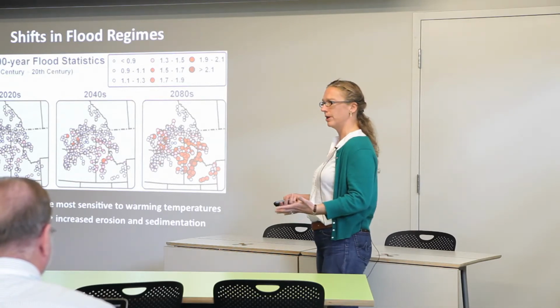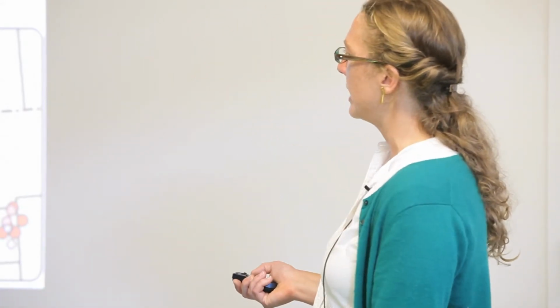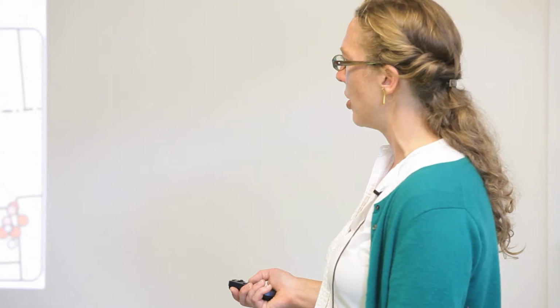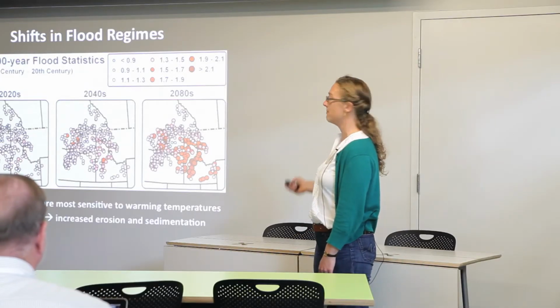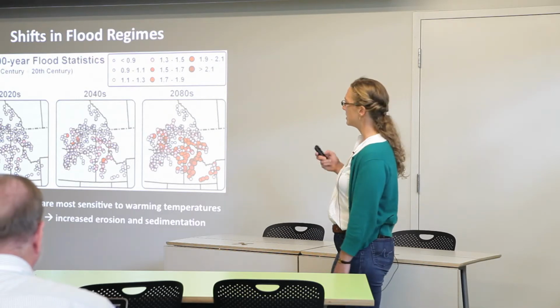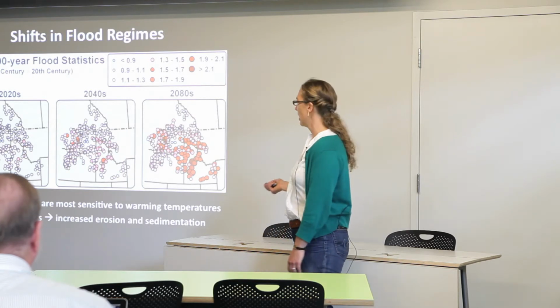So it's a pretty uncommon event, it's not that frequent, but it's something that engineers use in order to design their infrastructure. What we're looking at here is that ratio for the 2020s, 40s, and 80s, and where we're seeing these red bubbles, these are streamflow sites, where the bubbles get bigger and redder is where we're going to have a much larger magnitude, upwards of 2 times the magnitude of the 100-year flood event, because we're getting less precipitation accumulating as snow.